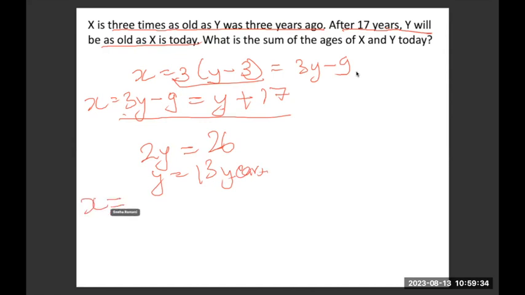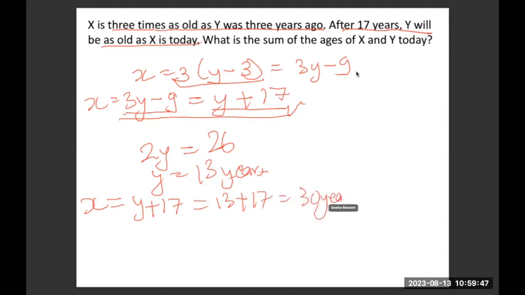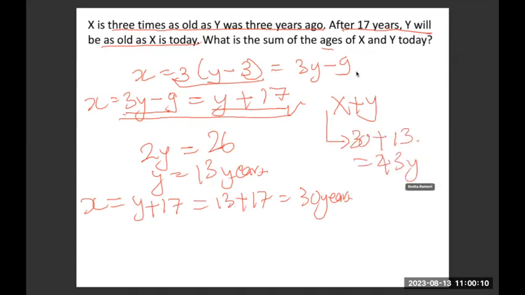So the current age of x is y plus 17. I'm taking one part. I can also take the other part, but this is easier. So 13 plus 17 is equal to 30 years. I have to find the sum of the ages of x plus y. X plus y is something which I have to find. This will be equal to 30 plus 13, which is equal to 43 years.